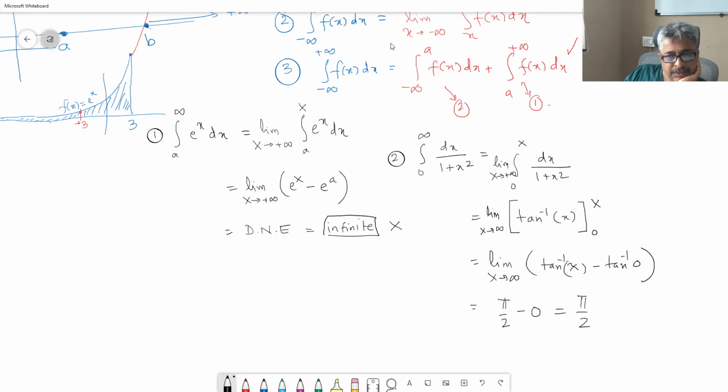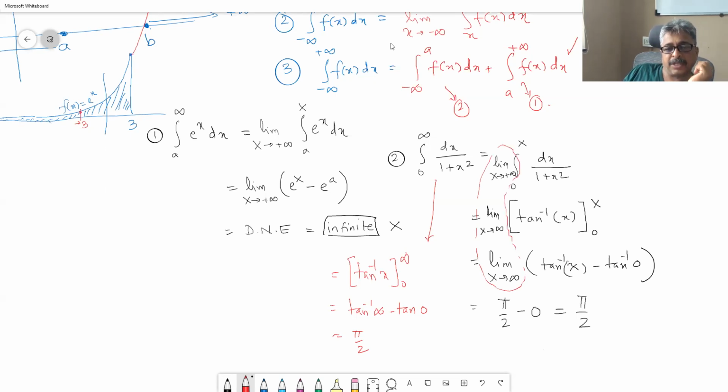But in real life, you can write it directly, saying that tan inverse x is to be evaluated from 0 to infinity, which is equal to tan inverse infinity minus tan inverse 0, which is equal to pi by 2. Instead of writing the limit, because we have theoretically got the bypass done, for all practical purposes, these are going to be your calculations. Do you understand?